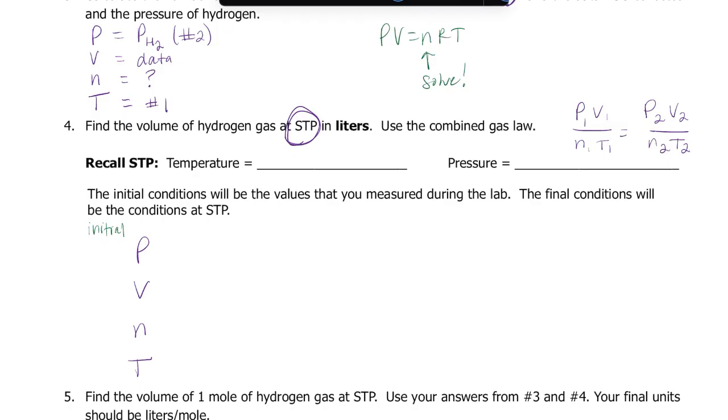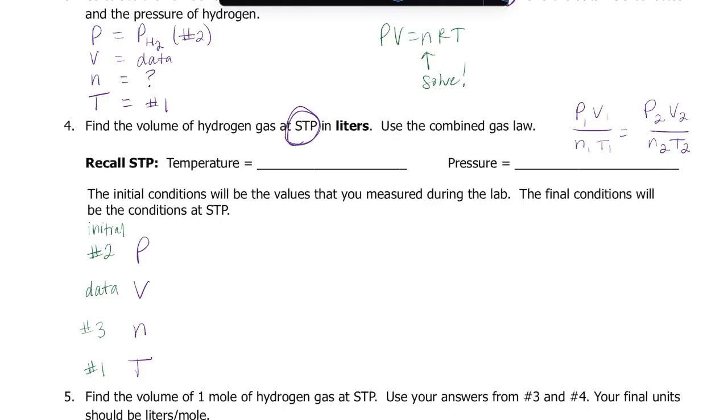And so our pressure that we measured in the lab is going to be what we calculated in number 2 for our pressure of hydrogen. The volume is going to be, again, the volume of hydrogen from our data. Our n, if you want to, you can use the value that you calculated in number 3. And for T, we're going to use what you got for number 1.